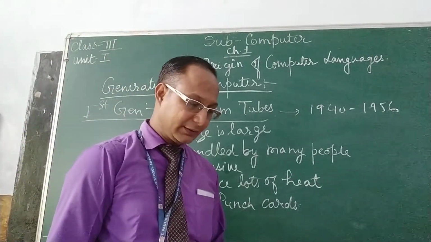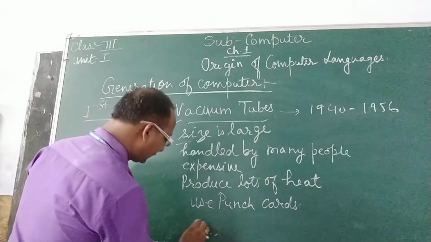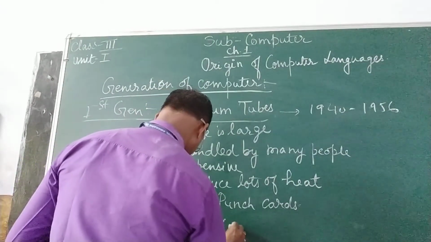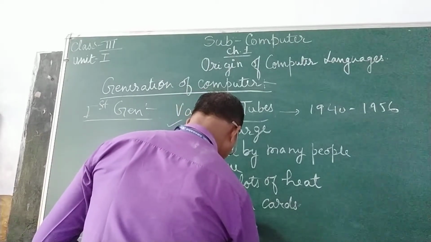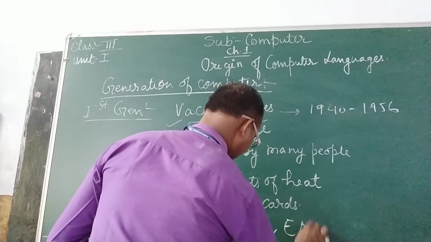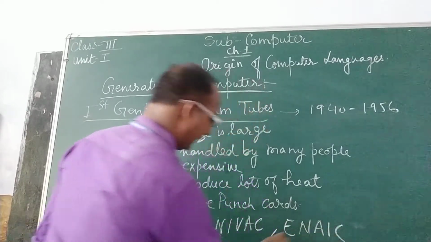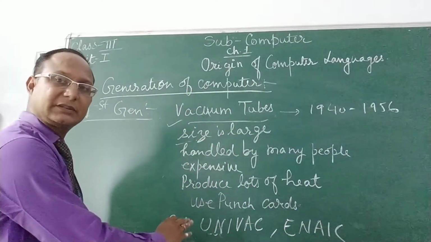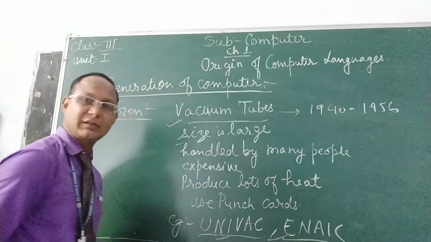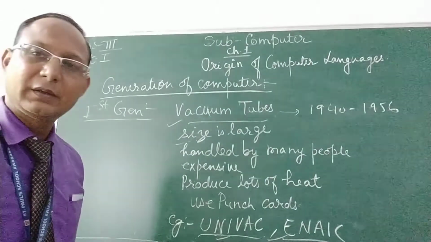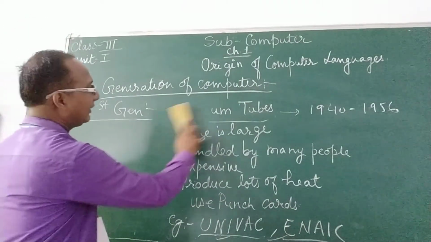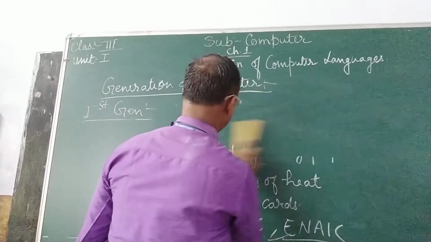Now we will read the examples of this generation of computers. Examples of this generation computer are UNIVAC and ENIAC. These are the computers used in the first generation of computers. Is it clear? Now we will see the second generation of computers.